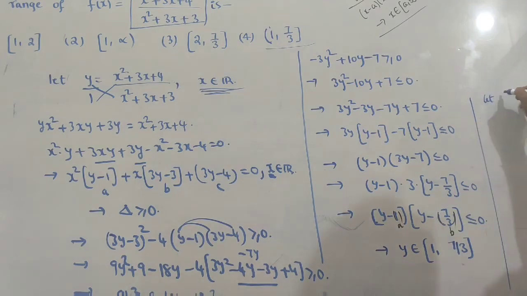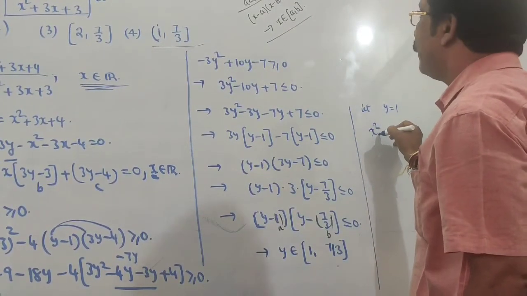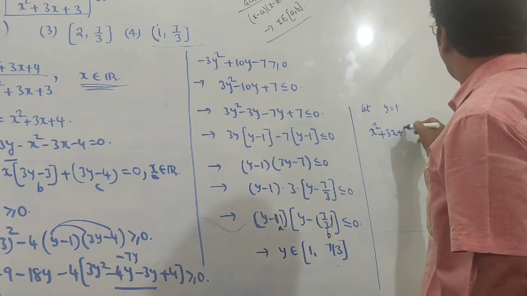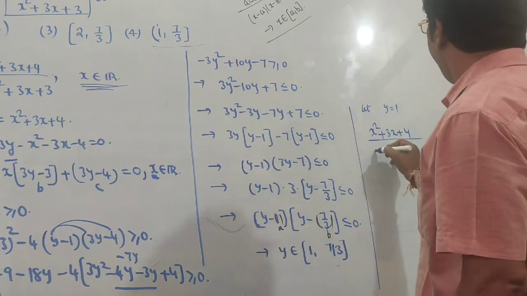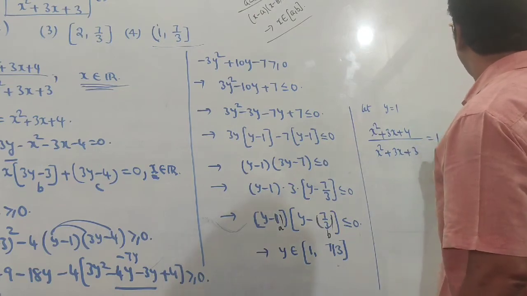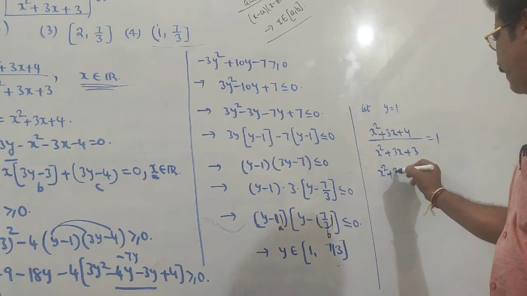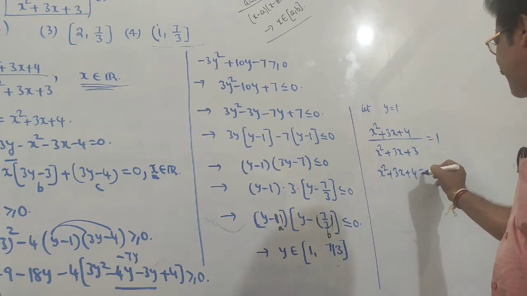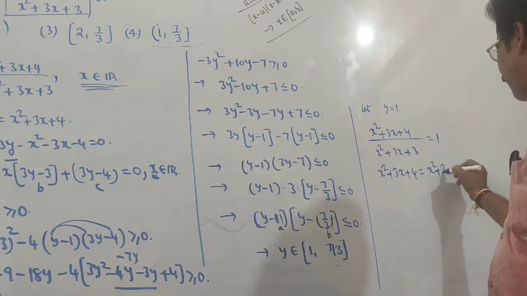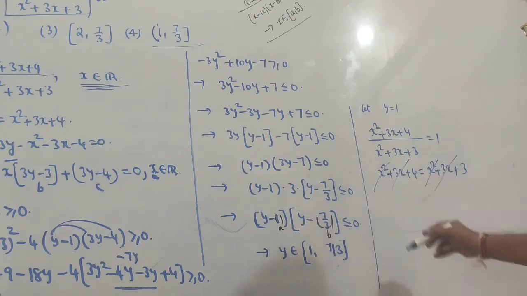So let y equal 1. Y is x square plus 3x plus 4 divided by x square plus 3x plus 3, that is equal to 1. On cross multiplication, x square plus 3x plus 4 is equal to x square plus 3x plus 3. So x square cancels, 3x also cancels.